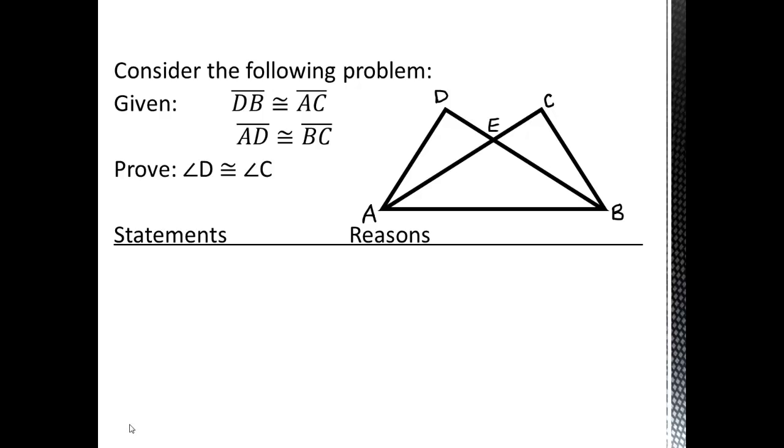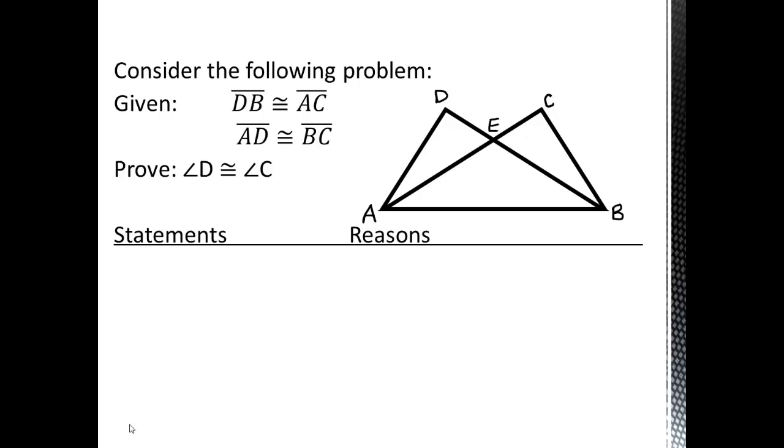You could prove that DEA and CEB are congruent by vertical angles being congruent. And then you would have that segment AD is congruent to segment BC. But unfortunately, that's about all you could prove. So if you look closely, you'll see that you have two overlapping triangles that might be able to help you out.